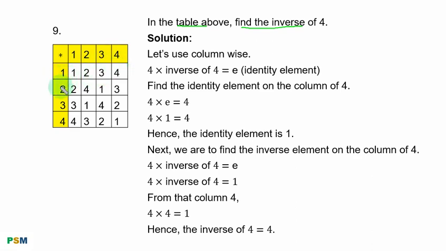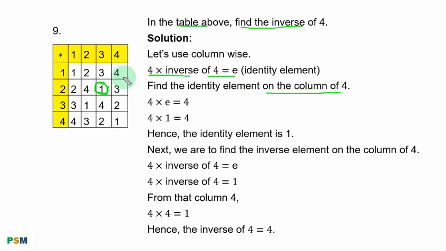Let's try the second element. 2 times 1, 2. 2 times 2, 4. 2 times 3, 6. And here is 1. That means 6 divided by 5 is 1 remainder 1. So the modulo 5 is used in constructing this table. 4 times inverse of 4 is equal to E. Find the element E on the column 4.